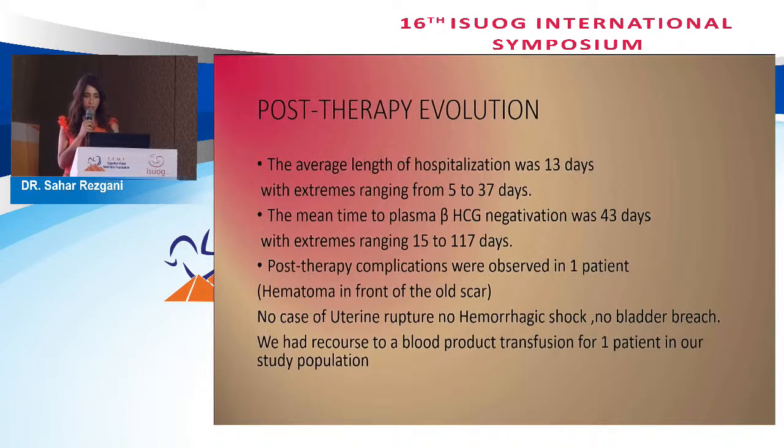Post-therapy evolution: the average length of hospitalization was 30 days, with extremes ranging from 5 to 37 days. The mean time to plasma beta-HCG negativation was 43 days, with extremes ranging from 15 to 117 days. Post-therapy complications were observed in only 1 patient, a hematoma in front of the old scar. No case of uterine rupture, no hemorrhagic shock, no bladder breach. We had recourse to a blood product transfusion for 1 patient in our study population.